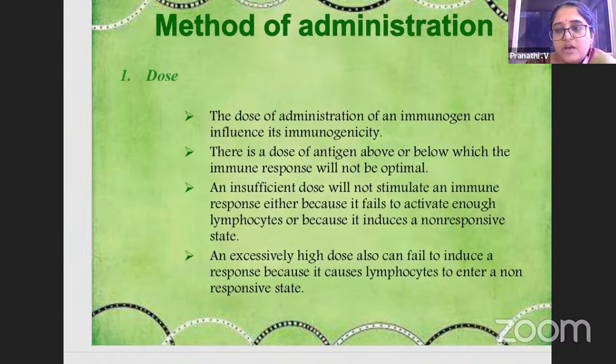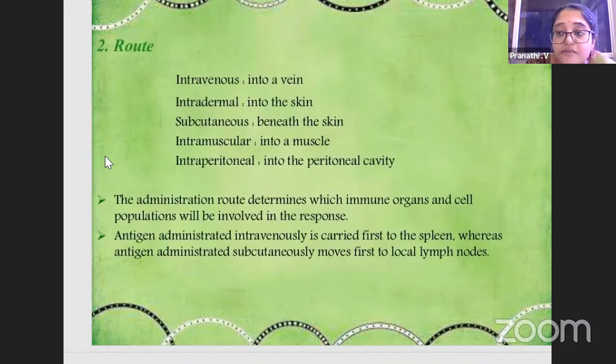Dosage also. A small dose might not have an impact, but with larger doses, it will have a definite impact on the immune system for it to be triggered. An excessively high dose, again, is going to be fatal to the organism.